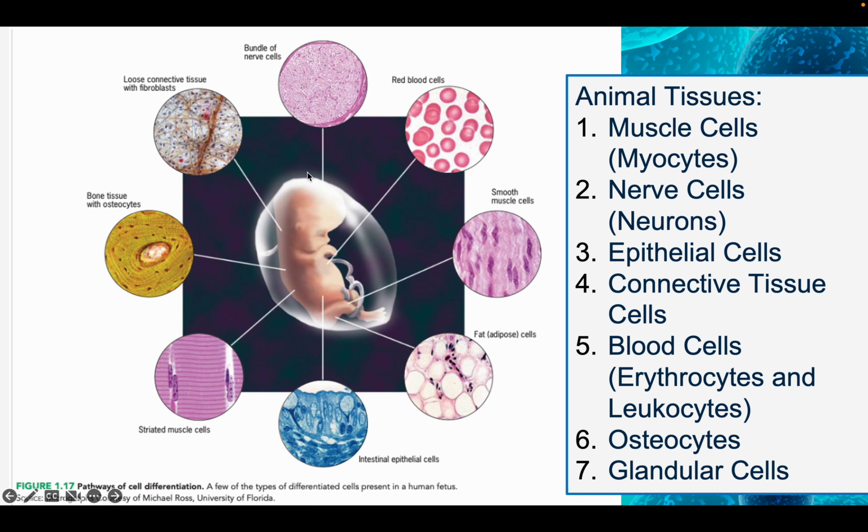Next, we have the animal tissues. First, we have the myocytes or the muscle cells. The role of the muscle cells is to contract and generate force, allowing movement in animals. There are three types of myocytes. We have skeletal muscle, voluntary; smooth muscle, involuntary; and cardiac muscle, involuntary. We cannot control the pumping of our heart.